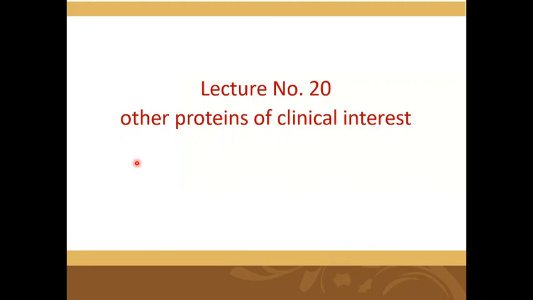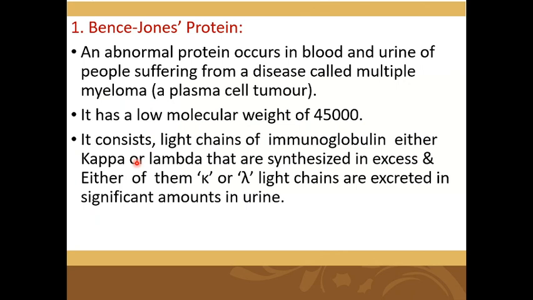Start with some other proteins of clinical interest. Bence Jones protein, an abnormal protein, occurs in the blood and urine of people suffering from multiple myeloma, a plasma cell tumor. What is multiple myeloma? Plasma cell tumor. It has a low molecular weight of 45,000.